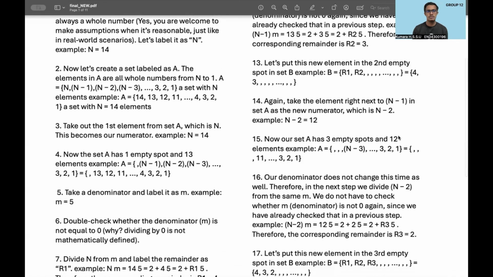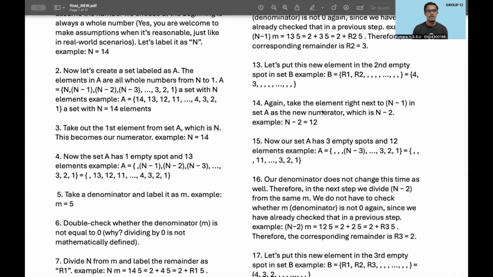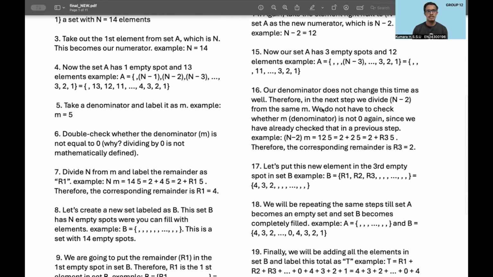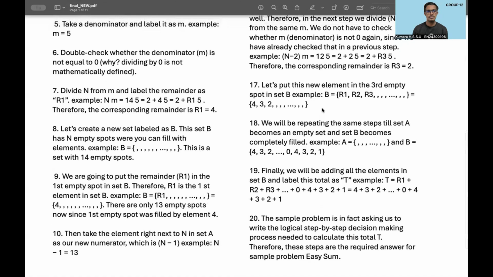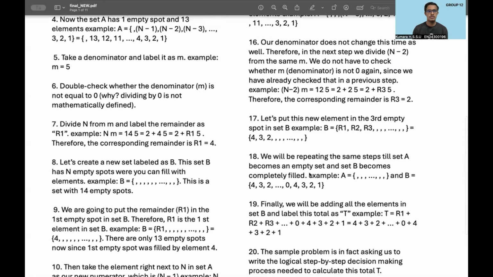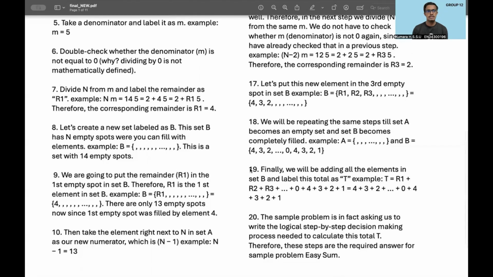Continue this process for all elements in A. Step 5. Once B is filled, sum all its elements. That total is your answer T. Example, if n equals 14 and m equals 5, the process fills B as something like this. The total sum T equals the sum of all these numbers.